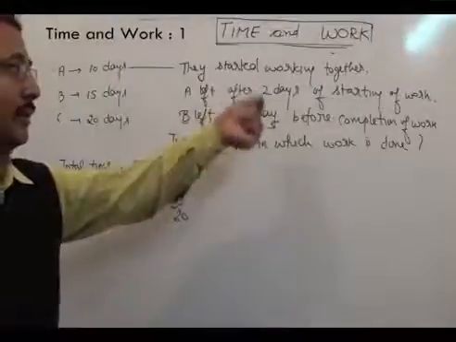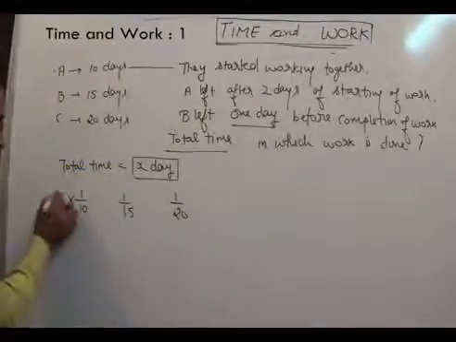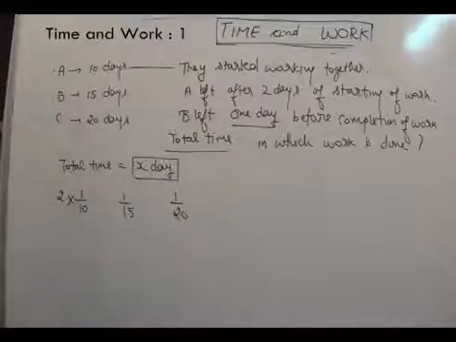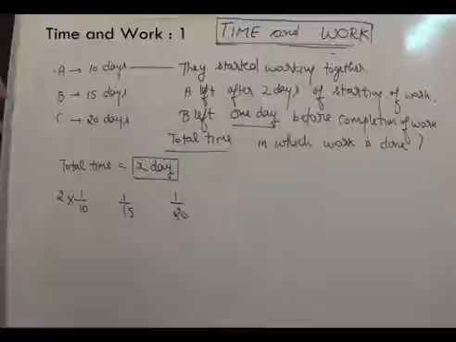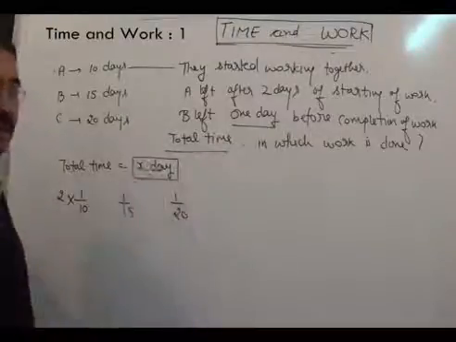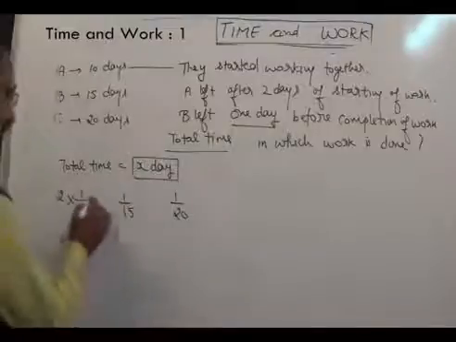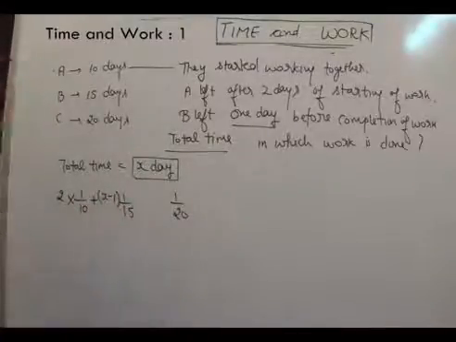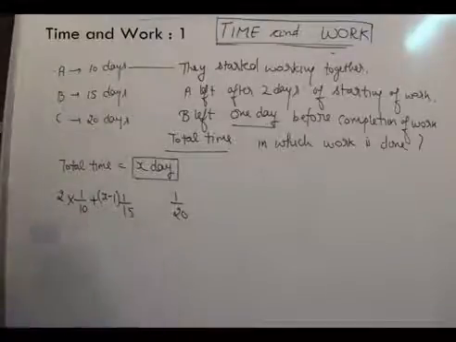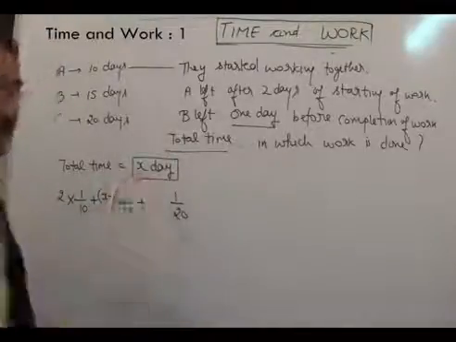A left after 2 days of starting of work. It means for how many days A worked? 2 days. B left 1 day before completion of work. Means the work has to be done in X days, and B left 1 day before. It means he has worked for X minus 1 days. That means the contribution of B in the total work is X minus 1 upon 15. And C worked from start to end, and the work is done in X days.